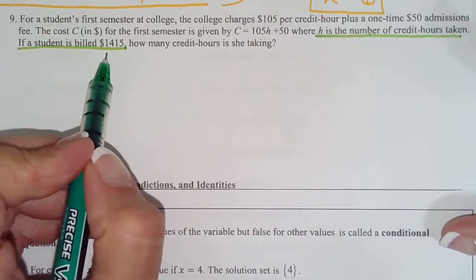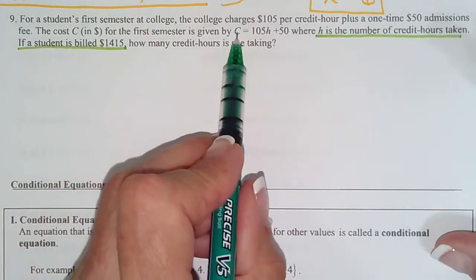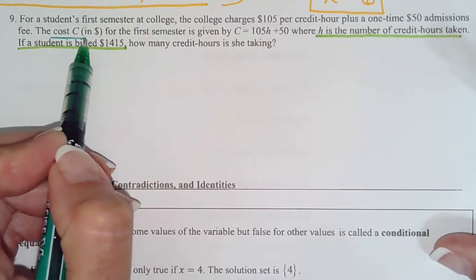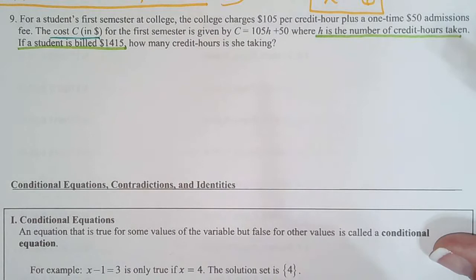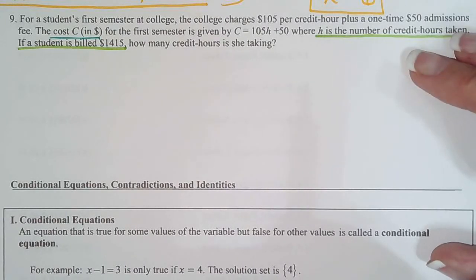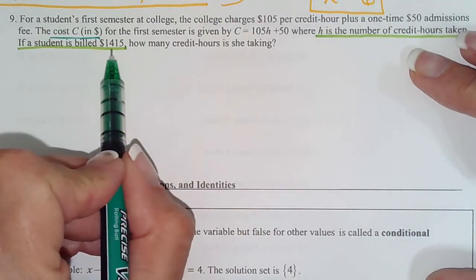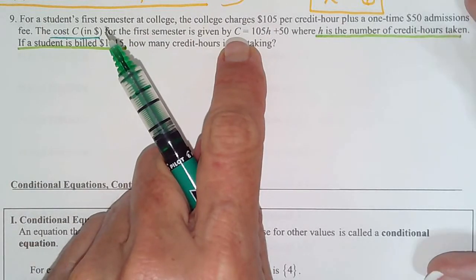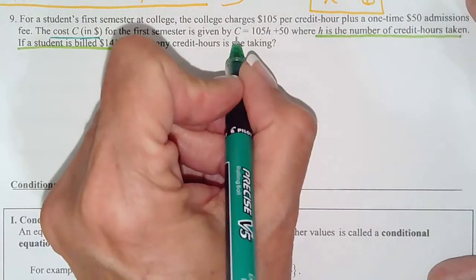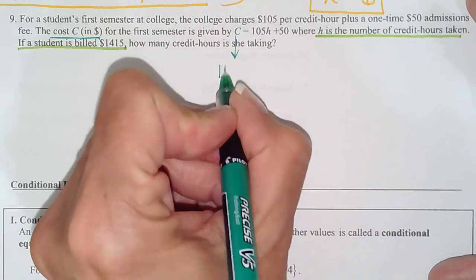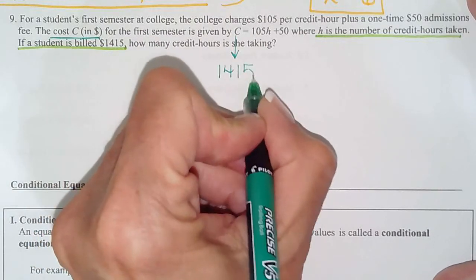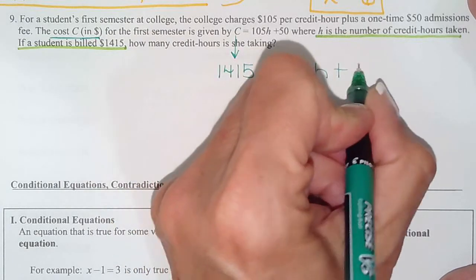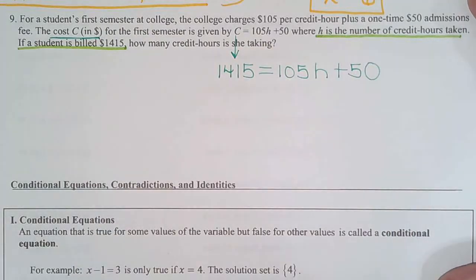Well, we need to decide where this goes. We have C, which is the cost, right here. And we have H, which is the number of credit hours taken. So I look here and I see this is the cost. So that means this has to go in place of cost. So we rewrite this equation with 1415 in place of cost, and set it equal to the rest of the equation, and then we can solve.